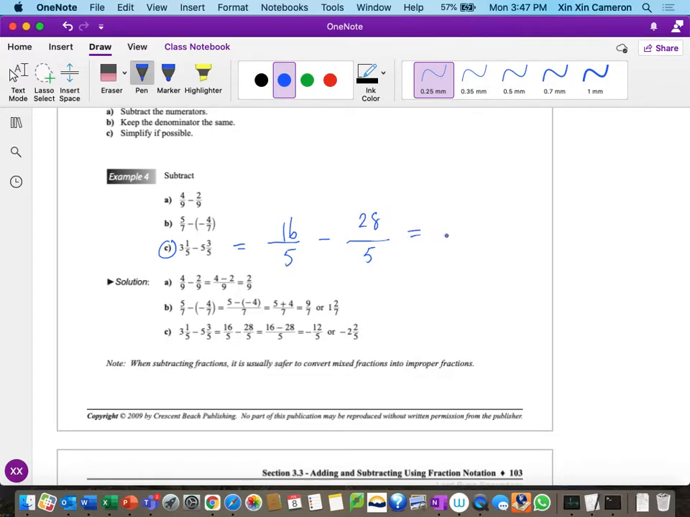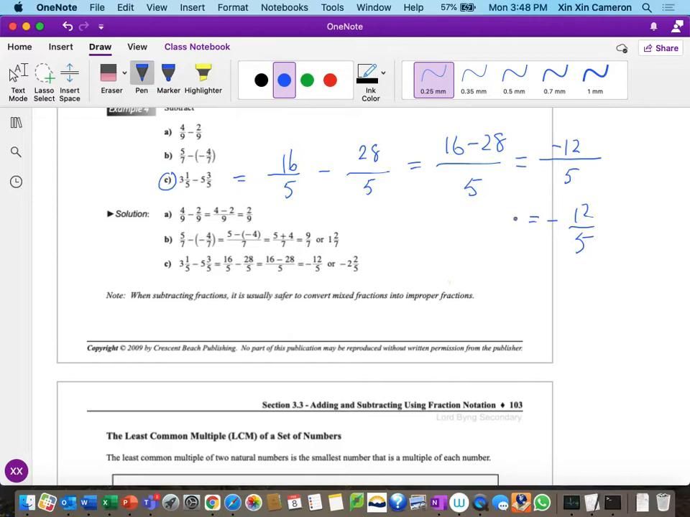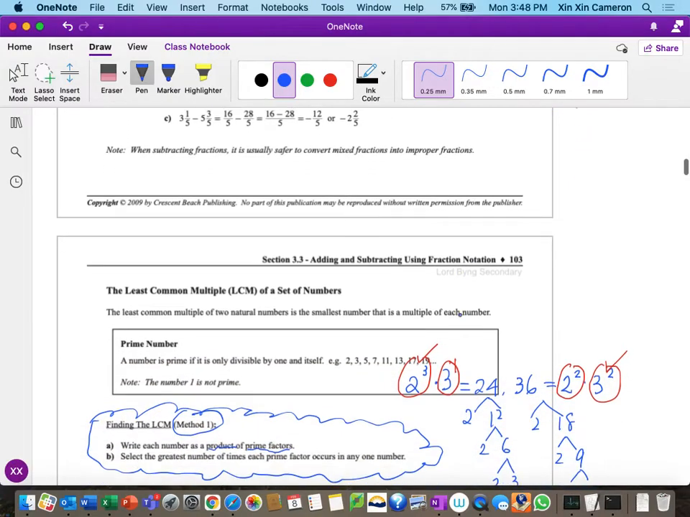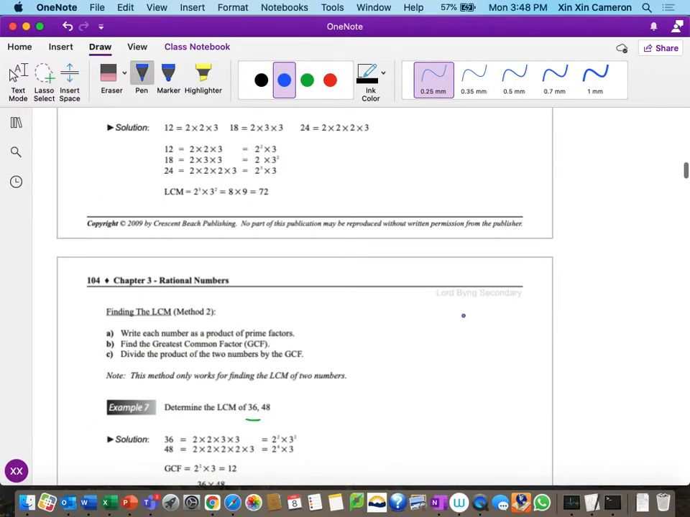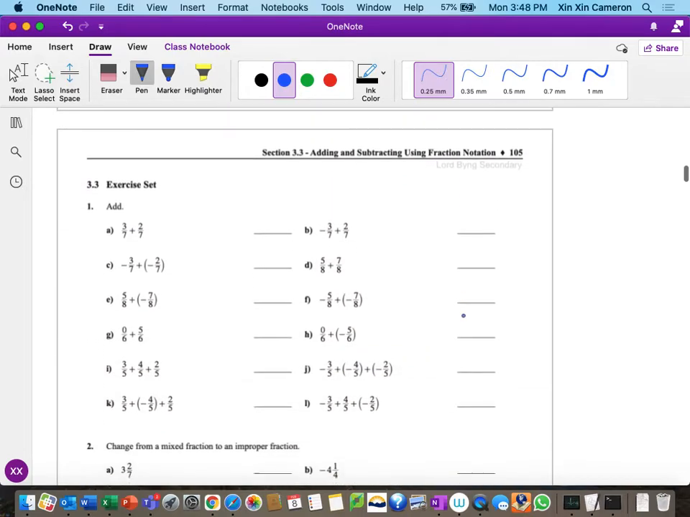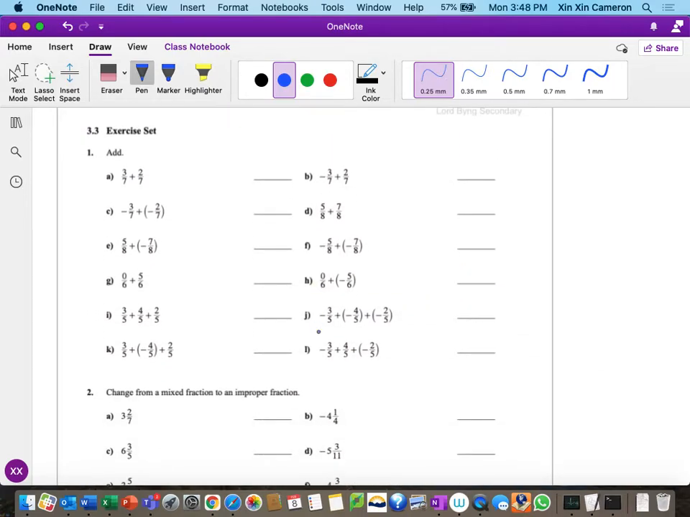Now here we go, same common denominator, great. Then 16 subtract 28. Integers on top, do your integer calculation, and that is negative 12 over 5. And then we are done. Whether or not you change it back to a mixed number is up to you. I do not require that. All right, let's take a look at some of the questions in the exercise set. These easier ones I will not be doing anymore, but let's do this again.